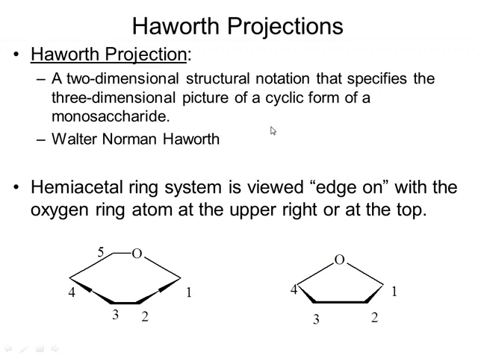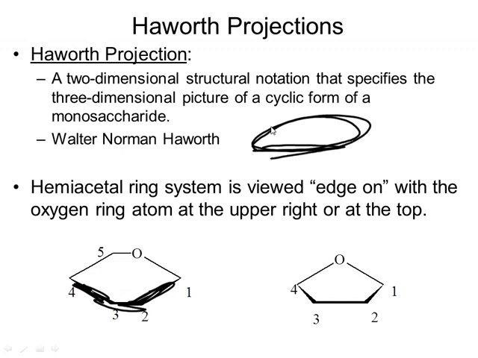So the edge close to us is thick to indicate that the ring is laying down. We're looking at it flat, and it's kind of going away from us like that. So it's like a disc that we're looking at the bottom of. And the oxygen is always, for a six-membered ring, at the top right, and for a five-membered ring, the oxygen is always straight at the top.